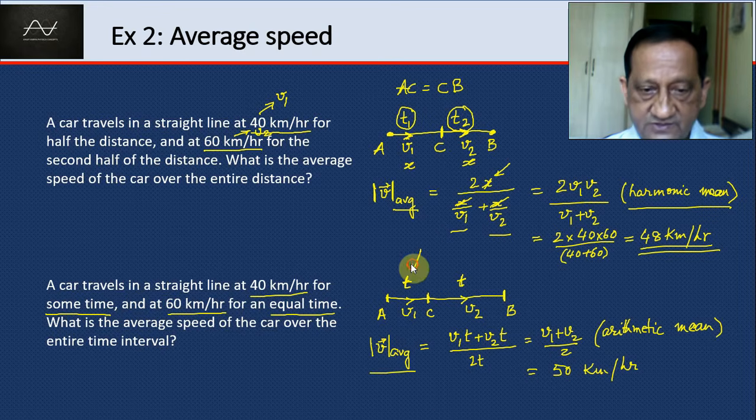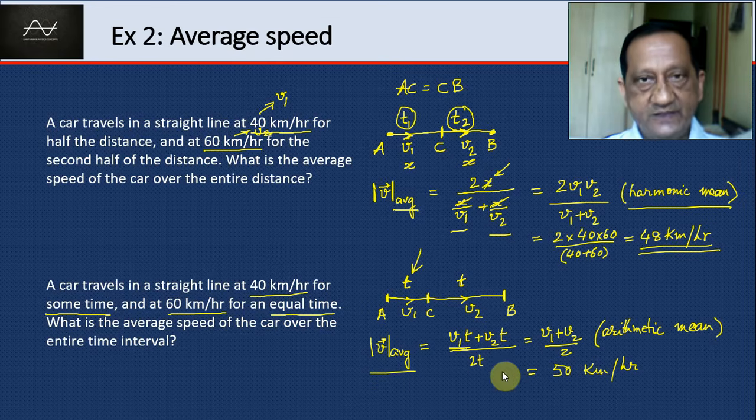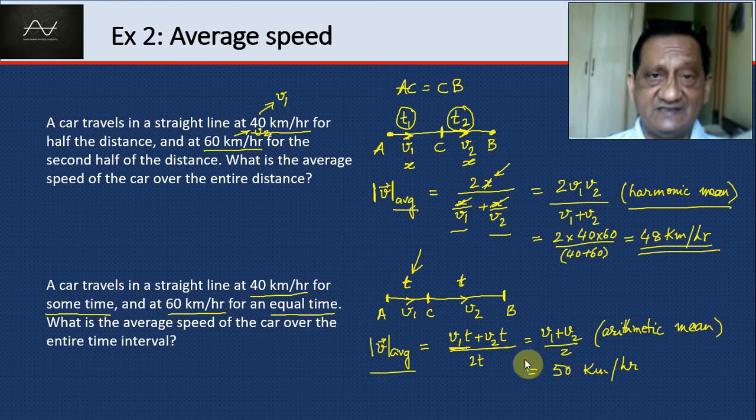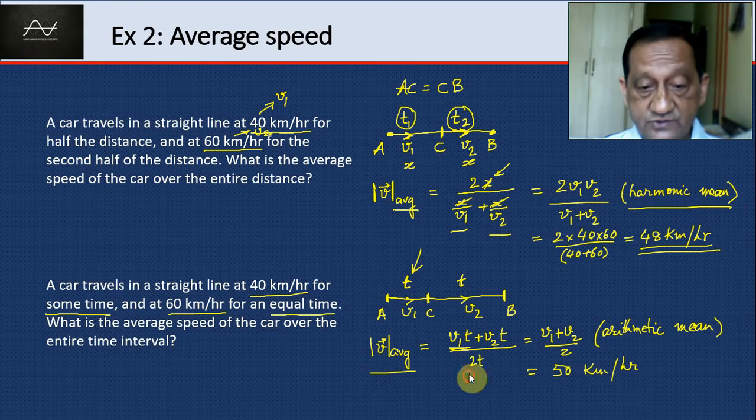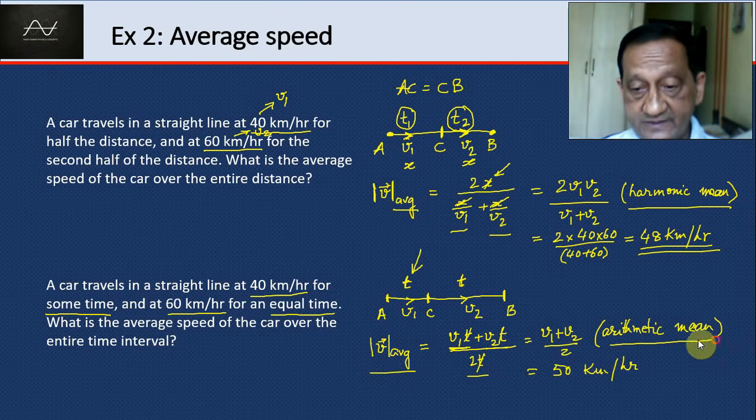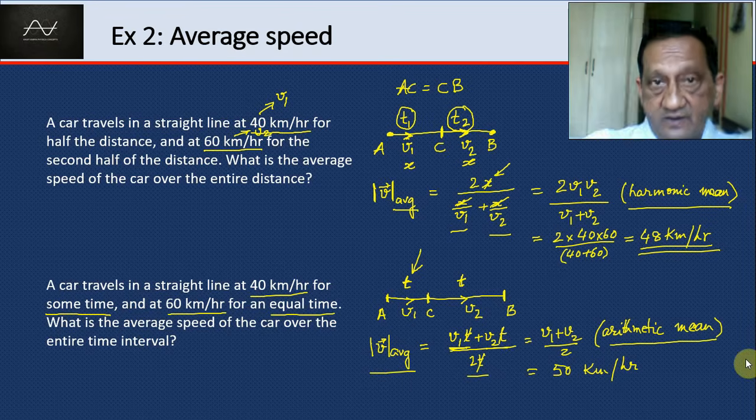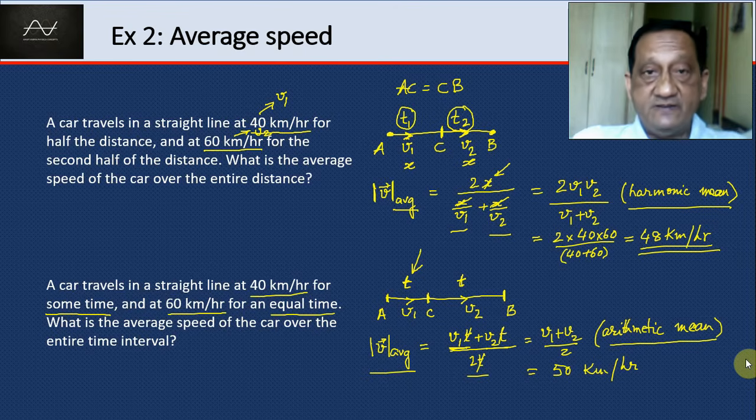What is the distance AC? Speed into time, v1t. Speed is distance by time. So distance is speed into time as long as the speed is constant. So v1t is the first distance and v2t is the second distance. Total distance is v1t plus v2t. And the total time is t plus t. So t cancels and it is v1 plus v2 by 2, which is basically the arithmetic mean that you know. Now the speed is 40 plus 60 upon 2, that is 50 kilometers per hour.